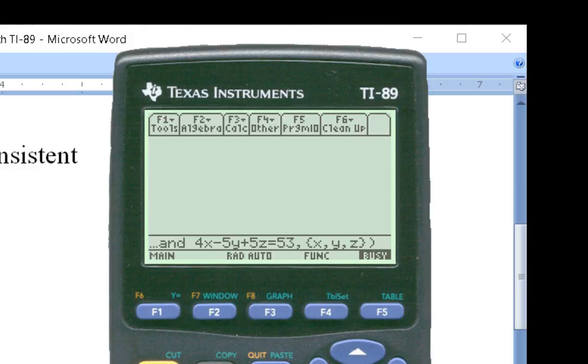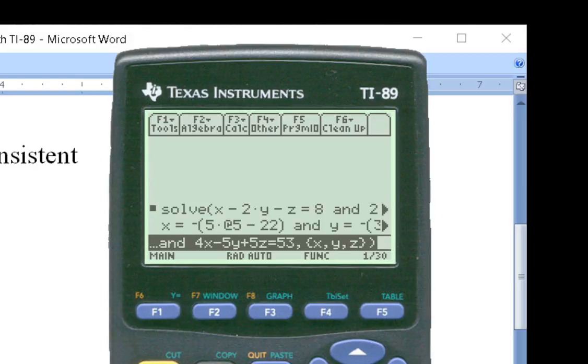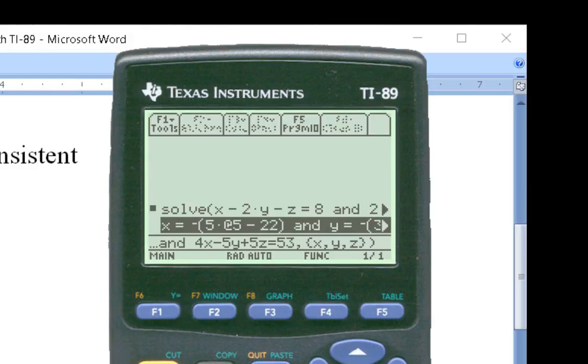Okay, so what the calculator actually does, you look at this and you get x is equal to, and then you have parentheses, negative 5 times a symbol of 5 minus 22, and then if I scroll over here, we get y is equal to minus 3 minus, and then parentheses, 3 times a symbol 5 minus 7, and if I keep going, and z is equal to that symbol there that looks like a 5. Okay, treat this symbol here like that were z.